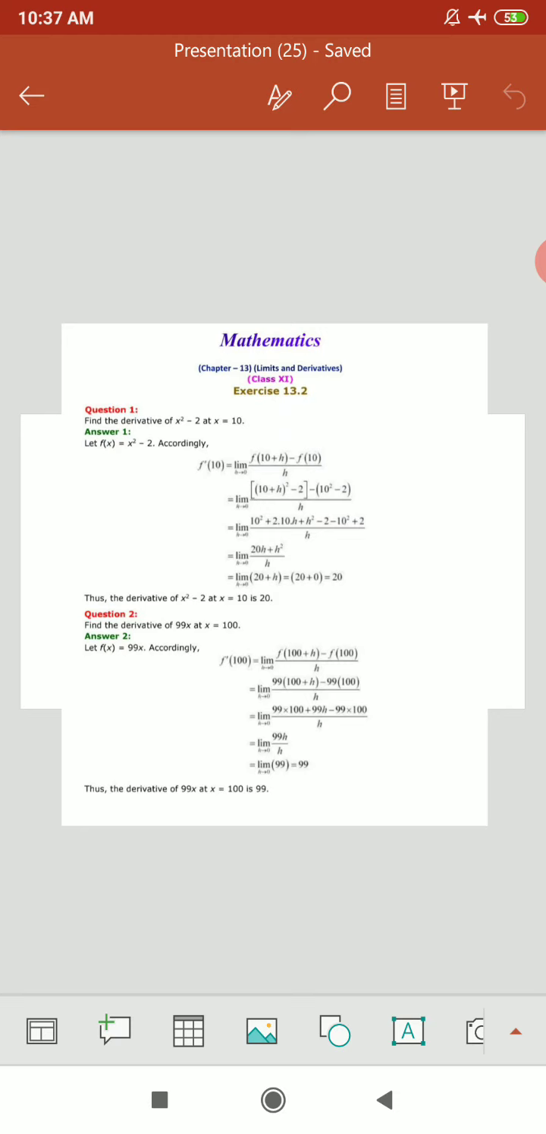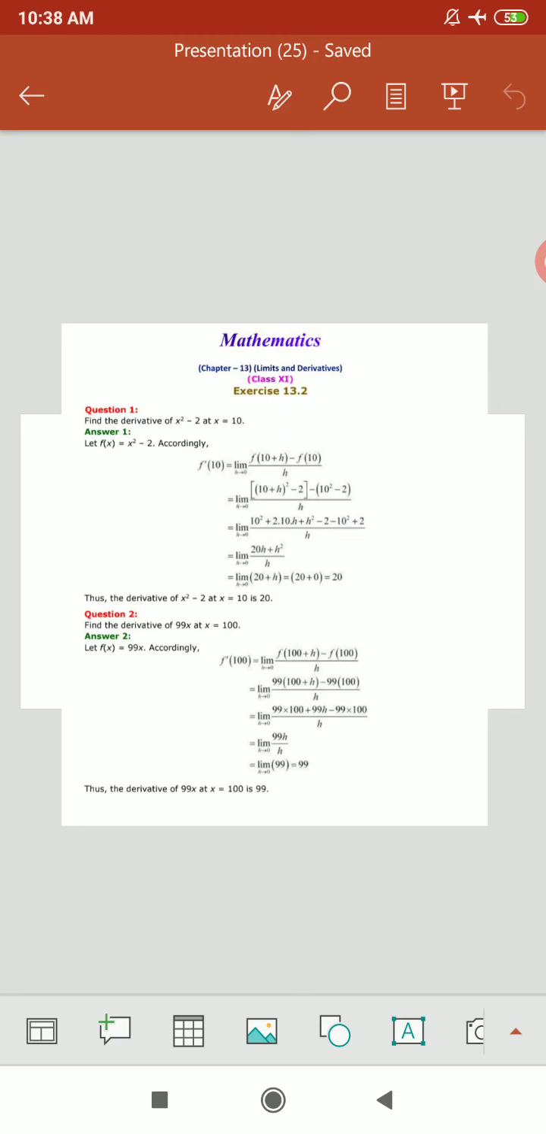F of x here is x square minus 2. We have to find f dash of 10, or we can say we have to find f dash of x at x equal to 10. Let f of x is x square minus 2. Accordingly, f dash of 10 is equal to limit h tends to 0 f of 10 plus h minus f of 10 divided by h. As we know, f dash of a is limit h tends to 0 f of a plus h minus f of a divided by h.